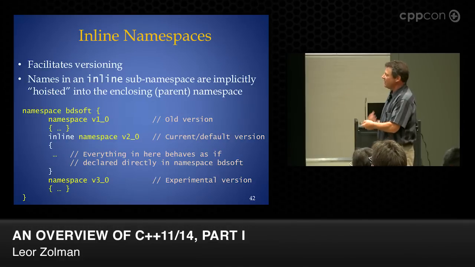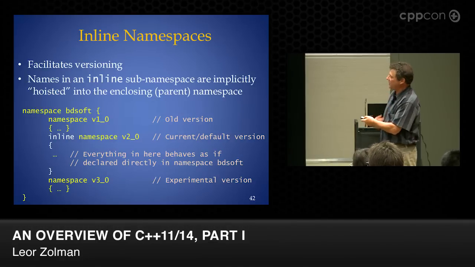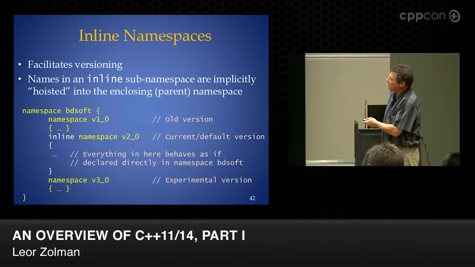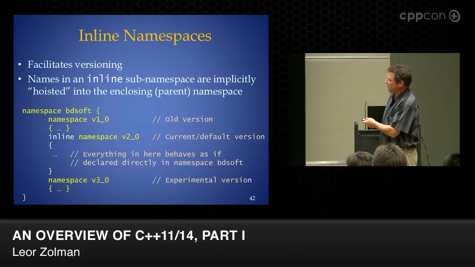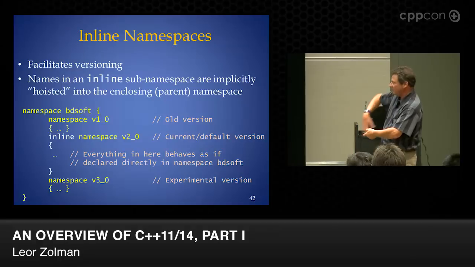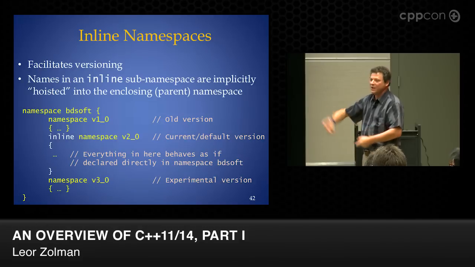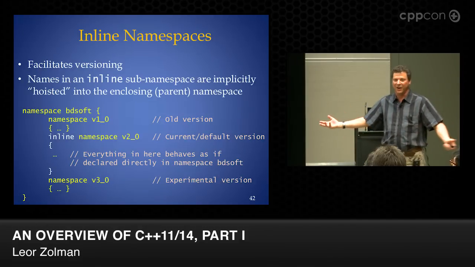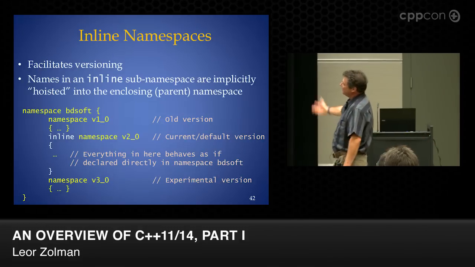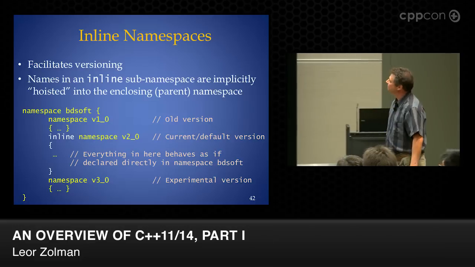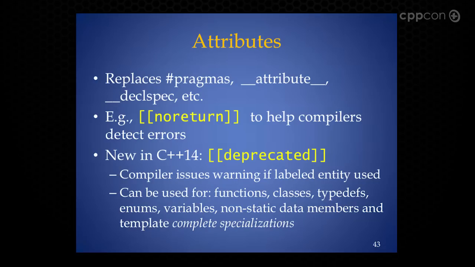implicitly. If this is my company, BD, and I'm supplying these 3 versions of a library, this is the one that people are currently using, and this is like an experimental version, and this is an old retired version. And when I evolve it to the next level, I'll simply move the inline from here to here and ship it. Client code does not have to recompile. It just works with the current version. I'm going to skip this over.